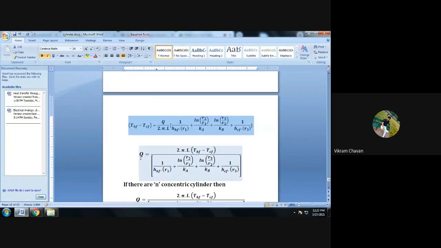So keep this Q on one side and the remaining part from the right hand side we have to shift to the left hand side. So the equation will become Q is equal to 2 pi L. We have shifted it to this side, so it will be multiplied in the numerator: 2 pi L into bracket T suffix HF minus T suffix CF, where this T suffix HF and T suffix CF are the hot fluid temperature and cold fluid temperature.